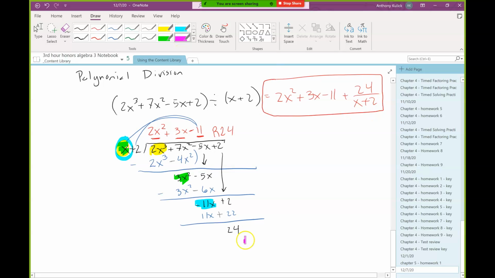Just as an aside, I knew I was done when I got to 24 because there's no variable left, right? If the degree of the leading term of the divisor is greater than the degree of what I have left, I know I'm finished.